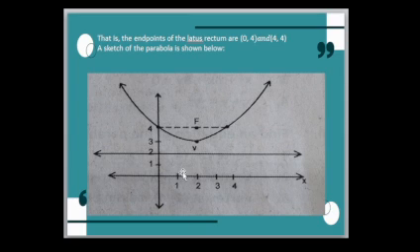So, first the focus is at 2 and 4. Then, the vertex is at 2 and 3. And the endpoints are at 0, 4, and 4 and 4. And the directrix is at y equals 2. So, this is the graph of the parabola.